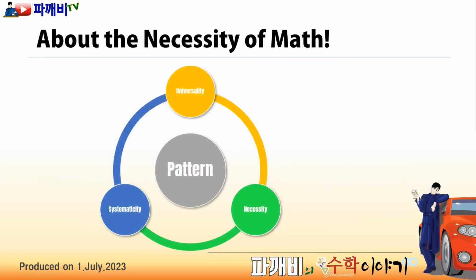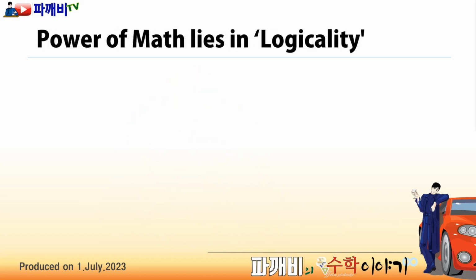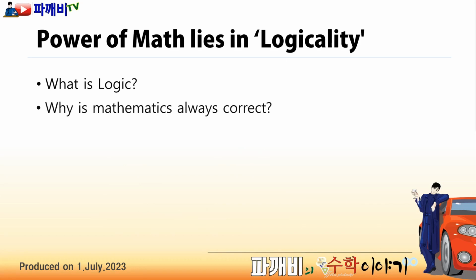Here, I will explain necessity, and its core is logical reasoning. Necessity and logical reasoning are also connected in relation to patterns. The power of mathematics is based on logic. So, what is logic? Why is mathematics always correct?